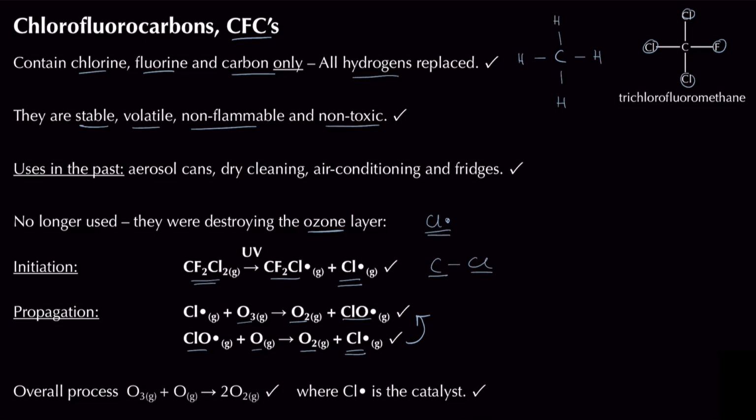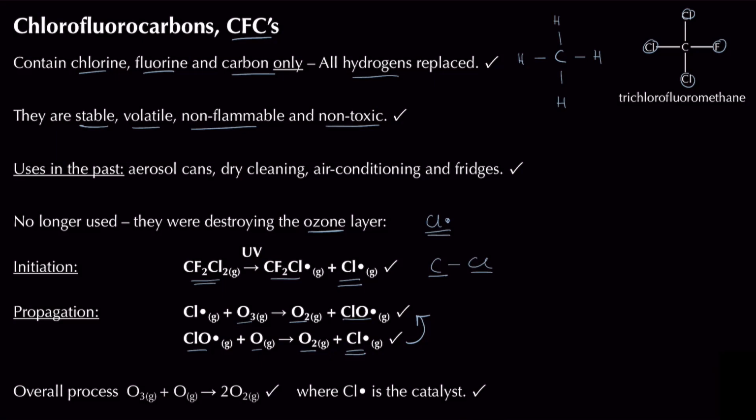Now, this is a problem because, of course, we know ozone protects us from UV and stops UV from reaching the Earth's surface, and this is a problem that the UK has addressed by banning the use of CFCs across industry. So what's the actual overall process that's happening? What's an overall equation that we can make from this?